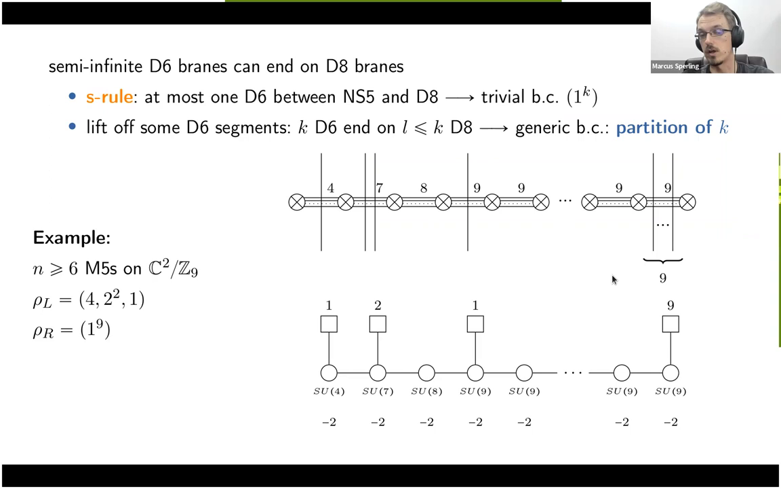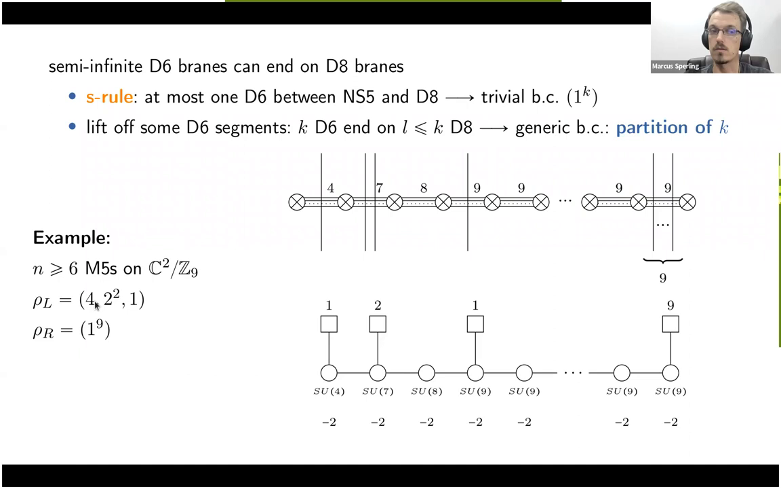And I just want to summarize this briefly in this example. So here, we're going to take a sufficient amount of M5 branes on a Z9 singularity. And I'm going to take on the right-hand side, boundary conditions trivial, and on the left-hand side, non-trivial. So how do we do this now? The way we do this is we take the Z9, which gives us the D6 branes. Then we have the M5 branes, and I'm just going to arrange them on the line.